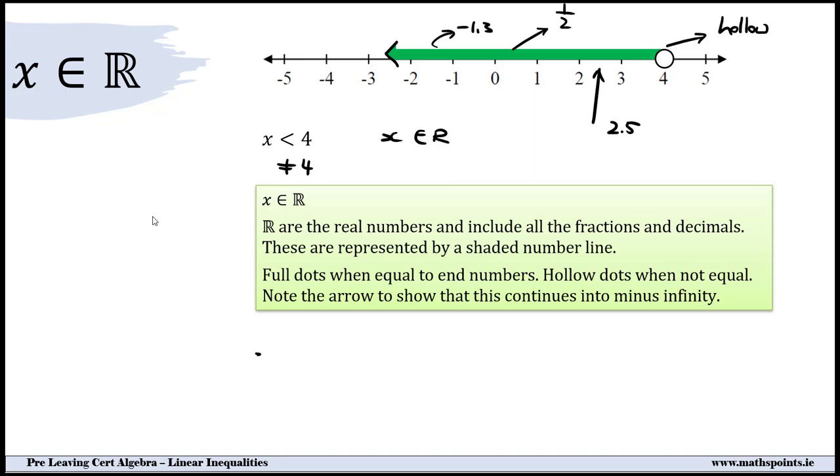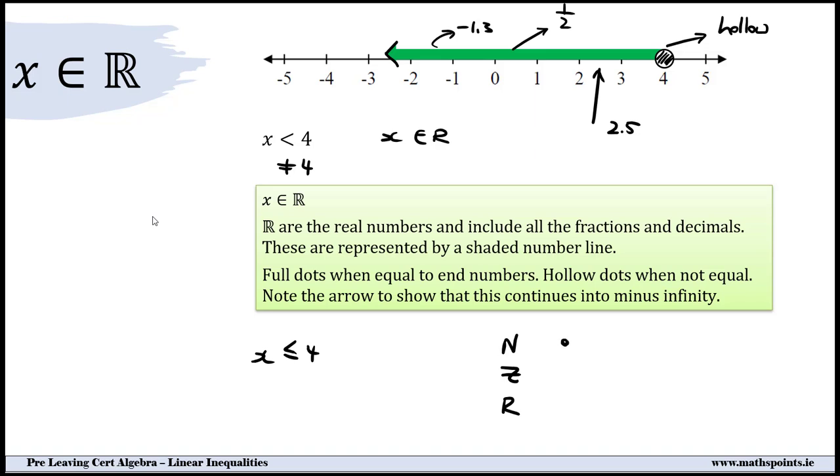If we had x is less than or equal to 4, well, in that case we would color in that dot and make it a full dot. A full dot represents that it's also equal to the number. Okay, so if we're given a number line, we have to take consideration of whether it's a natural number, integers, or a real number.